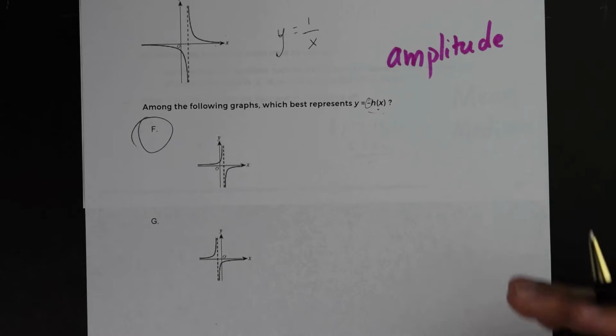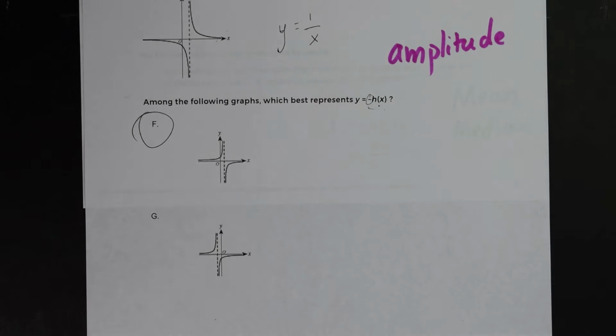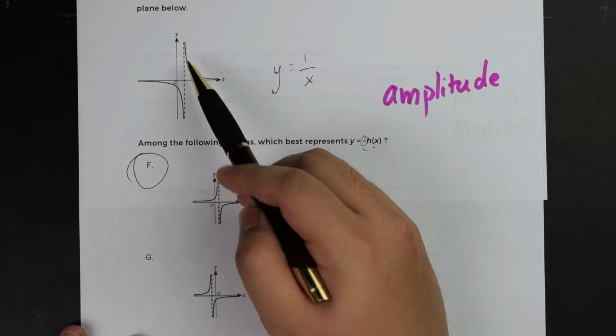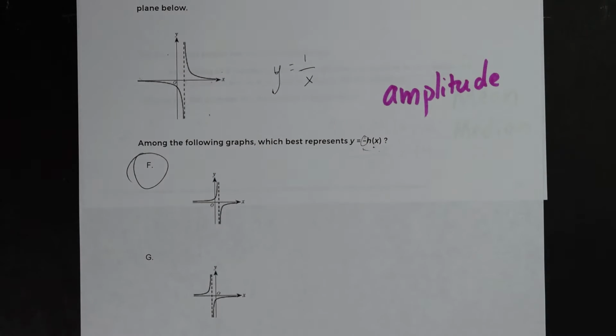It basically flips it over the x-axis when it's in the very front like this, and that's why F makes the most sense, because it flipped this part right here upwards and it flipped this downwards like a mirror, and that's why for number 2 that is my final answer.